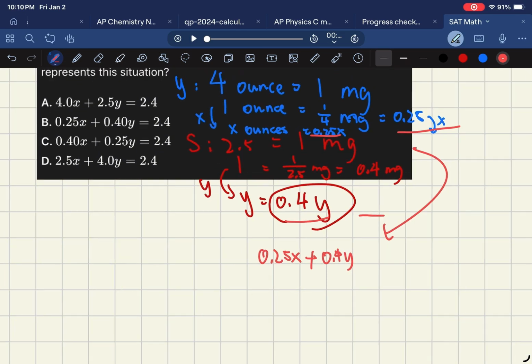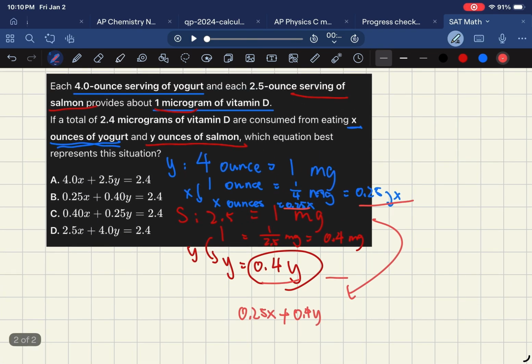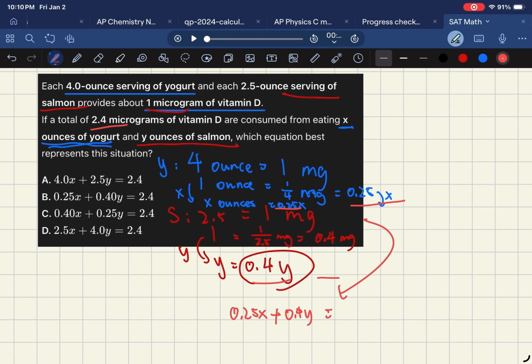I hope you reflect on this question, and if you got it wrong, you can of course go back to my explanation. The key thing here is that we have to figure out how many micrograms 1 ounce provides. I hope this question helps you realize some of the typical traps in the SAT. So I'm going to explain it right here.